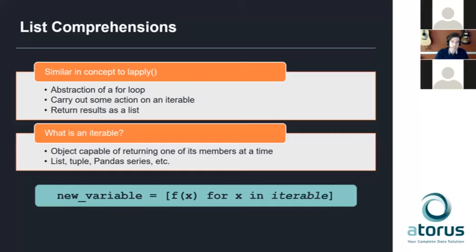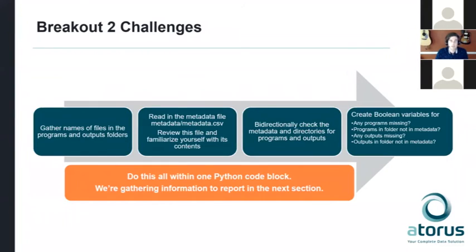So it's a nice feature in that these comprehensions work with different data types that you can easily return just by changing the brackets that you're wrapping all of this in. So that brings us to starting Breakout 2.